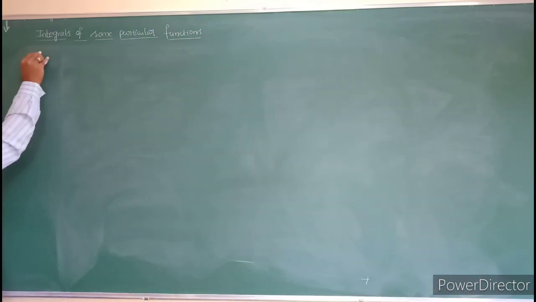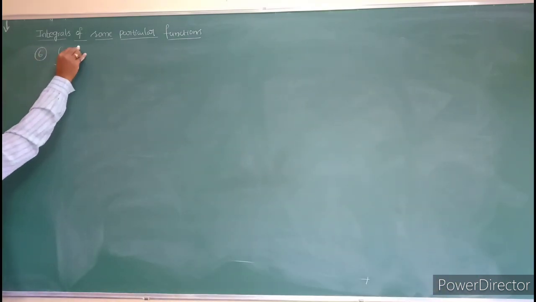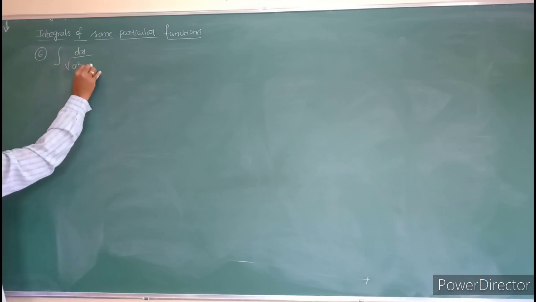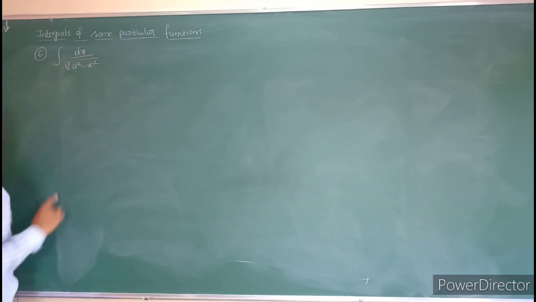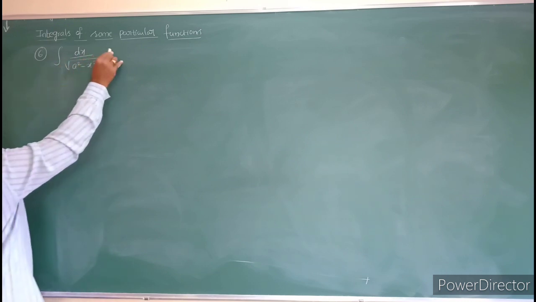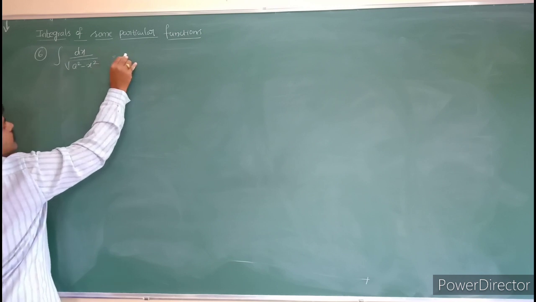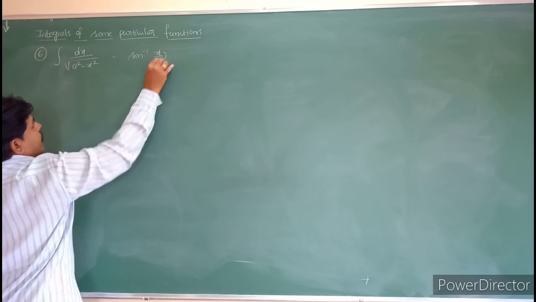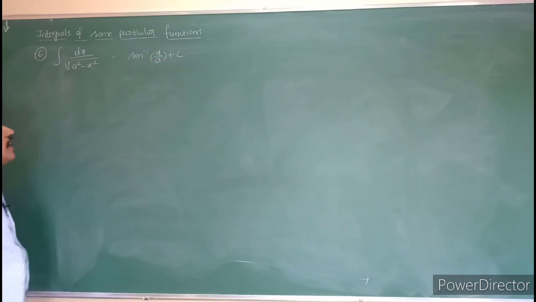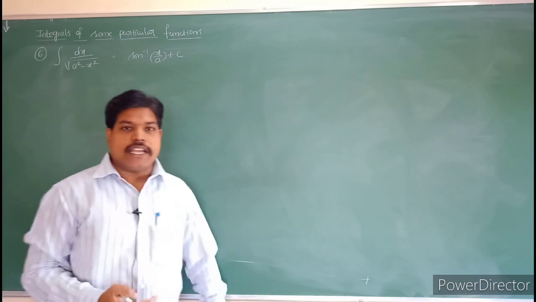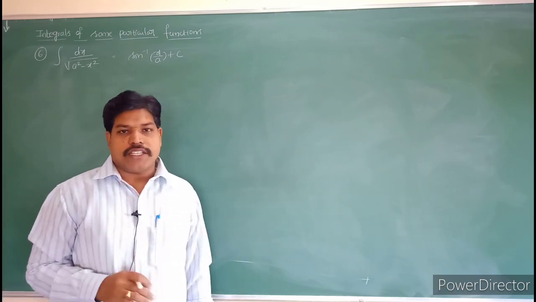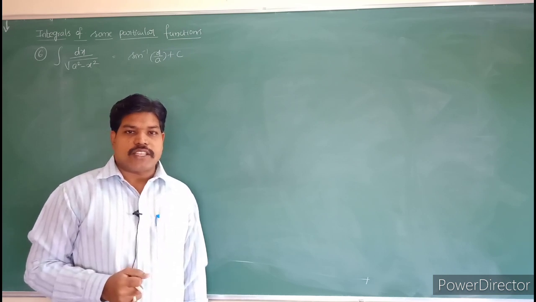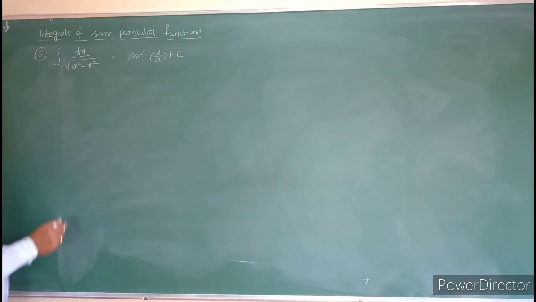See the next. Integral dx by root of a square minus x square. That is equal to sin inverse of x by a plus c. Integral dx by root of a square minus x square is nothing but sin inverse of x by a plus c. So see this question, students.